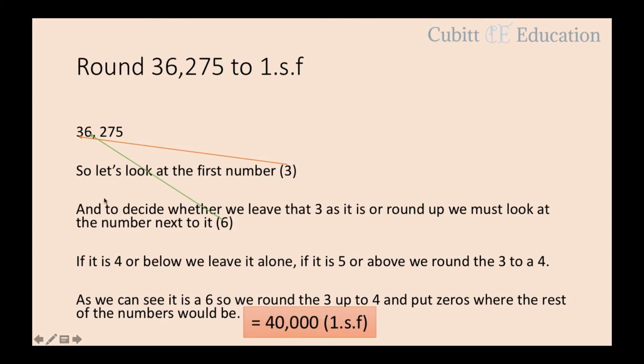So we have put a 4 where the 3 was, we've rounded up, and then all of these other numbers are zeros. So it becomes 40,000. It was 36,275, but we've decided to say it's close to 40,000. So if you think about it, 36,000 is closer to 40,000 than it is to 30,000.